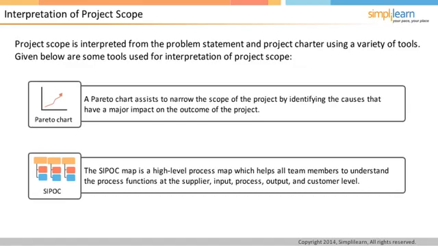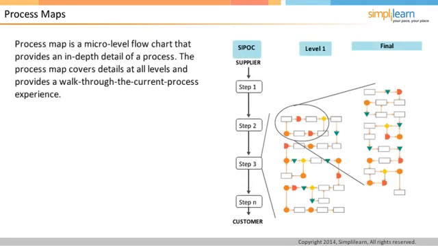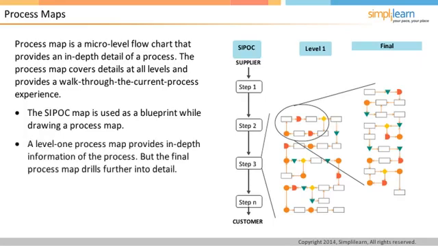SIPOC is a macro-level map that provides an overview of the business process, whereas a process map is a micro-level flowchart that provides an in-depth detail of a process. The process map covers details at all levels and provides a walk through the current process experience. The SIPOC map is used as a basis while drawing a process map. A Level 1 process map provides in-depth information, but the final process map drills further into detail. In the following screen, we will understand the project metrics.